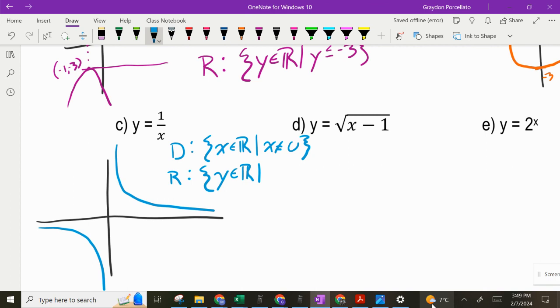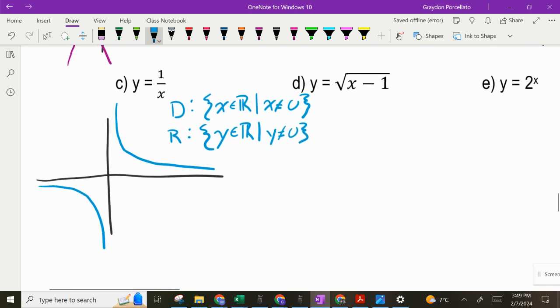Our range, similar. Our range actually here, if you look at your graph, you can kind of see that it's getting closer and closer to the x-axis, but it's never actually going to touch our x-axis. So in this case, we're going to say that y can never equal 0. Okay? Your y coordinate can never be 0.